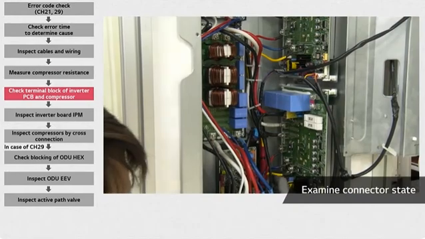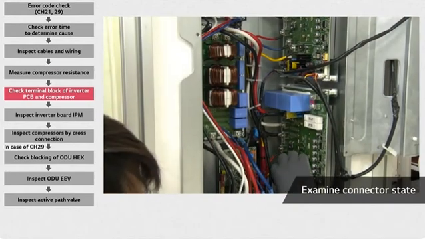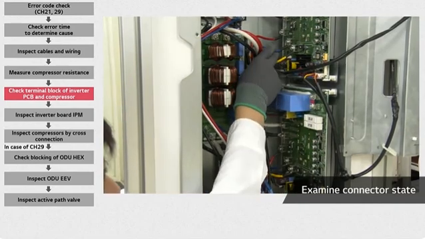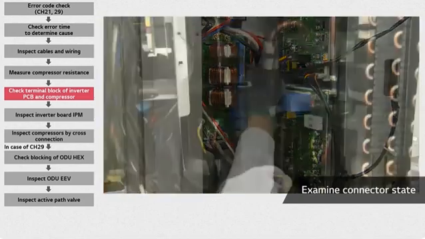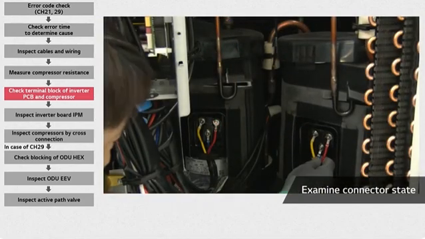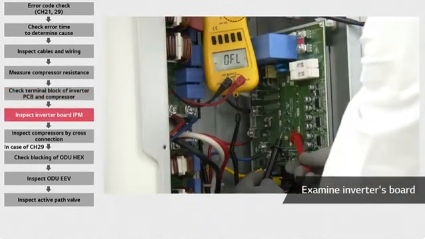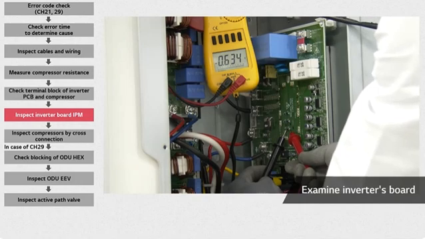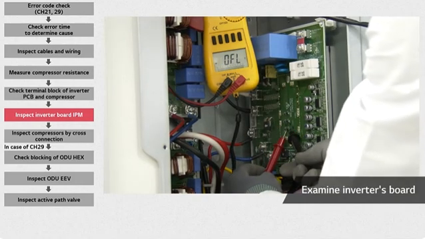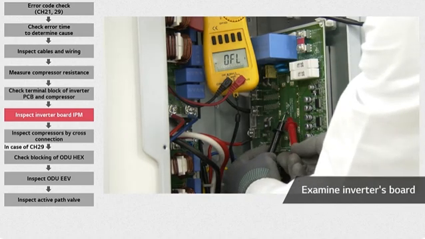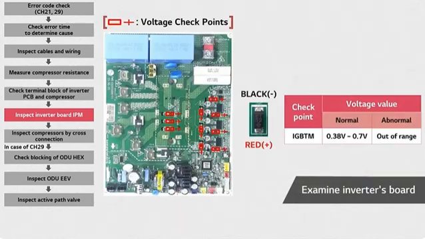Now, check the terminal connections of inverter PCB. Check the U, V, W connectors are tight. If loose, tighten them. Then, check the compressor terminal assembly and reassemble it if any abnormal conditions are found. If there is not a problem with the terminals, we are then going to inspect the inverter board IPM. First, check the DC voltage, then compare it with normal voltage value. The voltage should be checked as shown in the figure and compared with the values in the normal range as shown in the table.